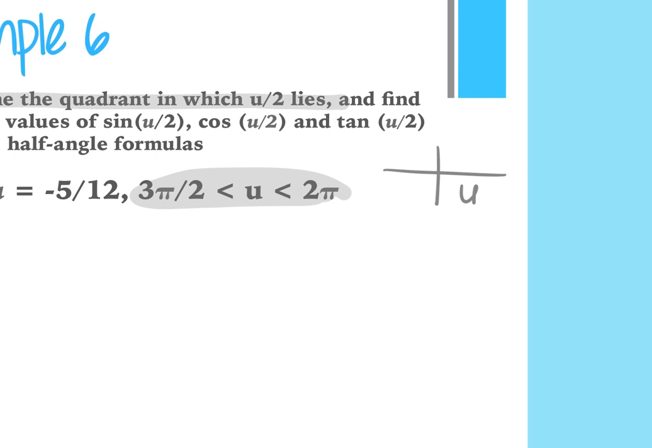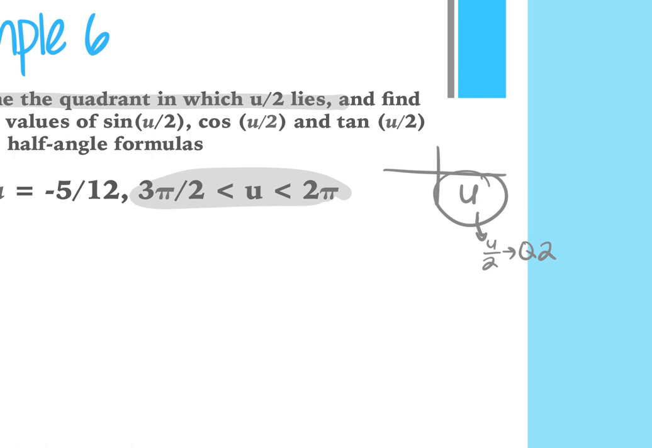Find an easy one in the fourth quadrant. Give me something like a nice round whole number in the fourth quadrant. 300. Good job. If I cut it in half, what happens? I get 150. Where's 150? Second quadrant. If it was 320, I cut it in half, 160. Second quadrant. If it's in the fourth quadrant, u over 2 is in the second quadrant.